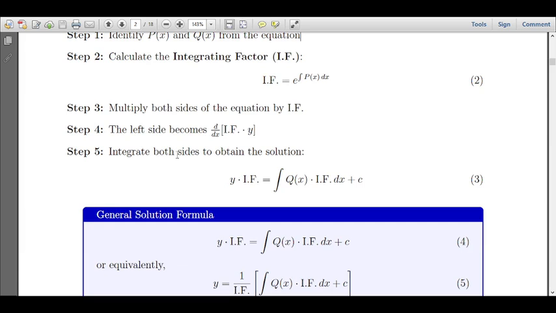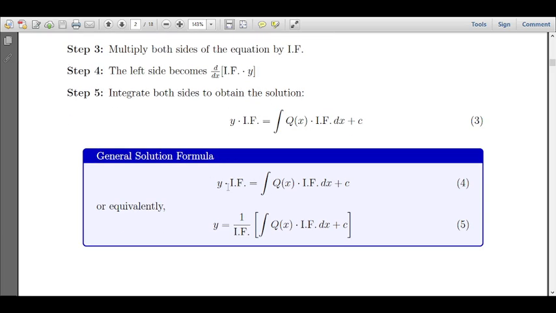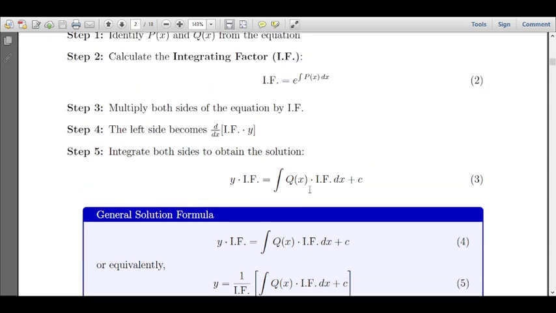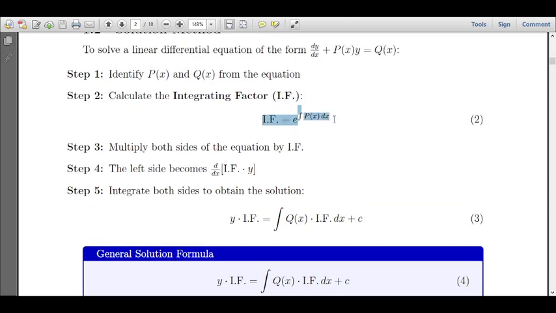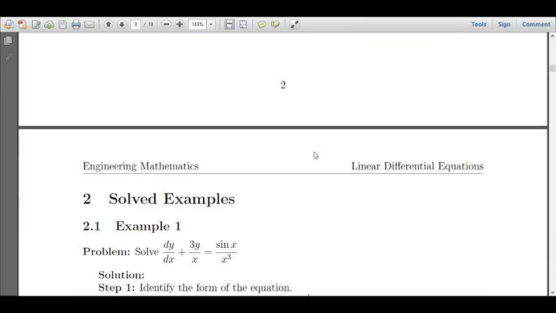So integrating both sides to obtain the solution, y into integrating factor equals integral q into integrating factor dx plus c. So this is the general solution: y into integrating factor equal to integral q into integrating factor dx plus c, where this integrating factor is calculated by e power integral p of x dx.